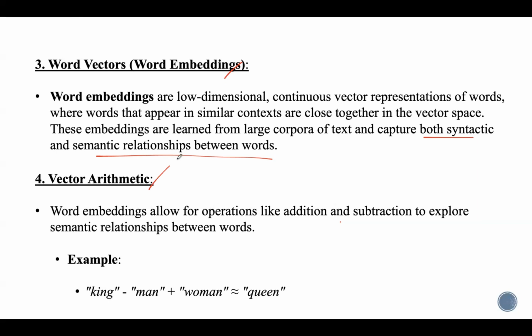Vector arithmetic. Word embeddings allow for operations like addition and subtraction in order to explore the semantic relationship between words. If you take the example, king minus man plus woman equals queen. This shows how distributional semantics can capture analogies, as the relationship between king and man is analogous to the relationship between woman and queen.